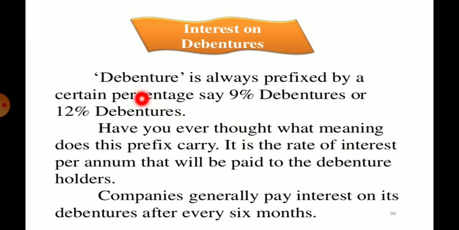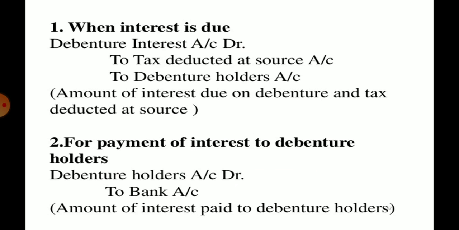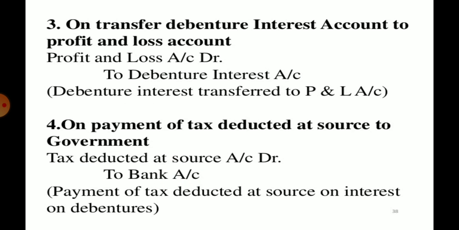Interest on debenture. A debenture is always prefixed by a certain percentage, such as 9% or 12% debenture. Have you ever thought about what that prefix means? It carries the interest rate. Generally, the company pays interest on its debentures every six months. When interest is due: debenture interest to tax deducted at source, to debenture holders. For payment of interest: debenture holders to bank. On transfer of debenture interest account to the profit and loss account: profit and loss account to debenture interest. On the payment of tax deducted at source to the government: tax deducted at source to bank.